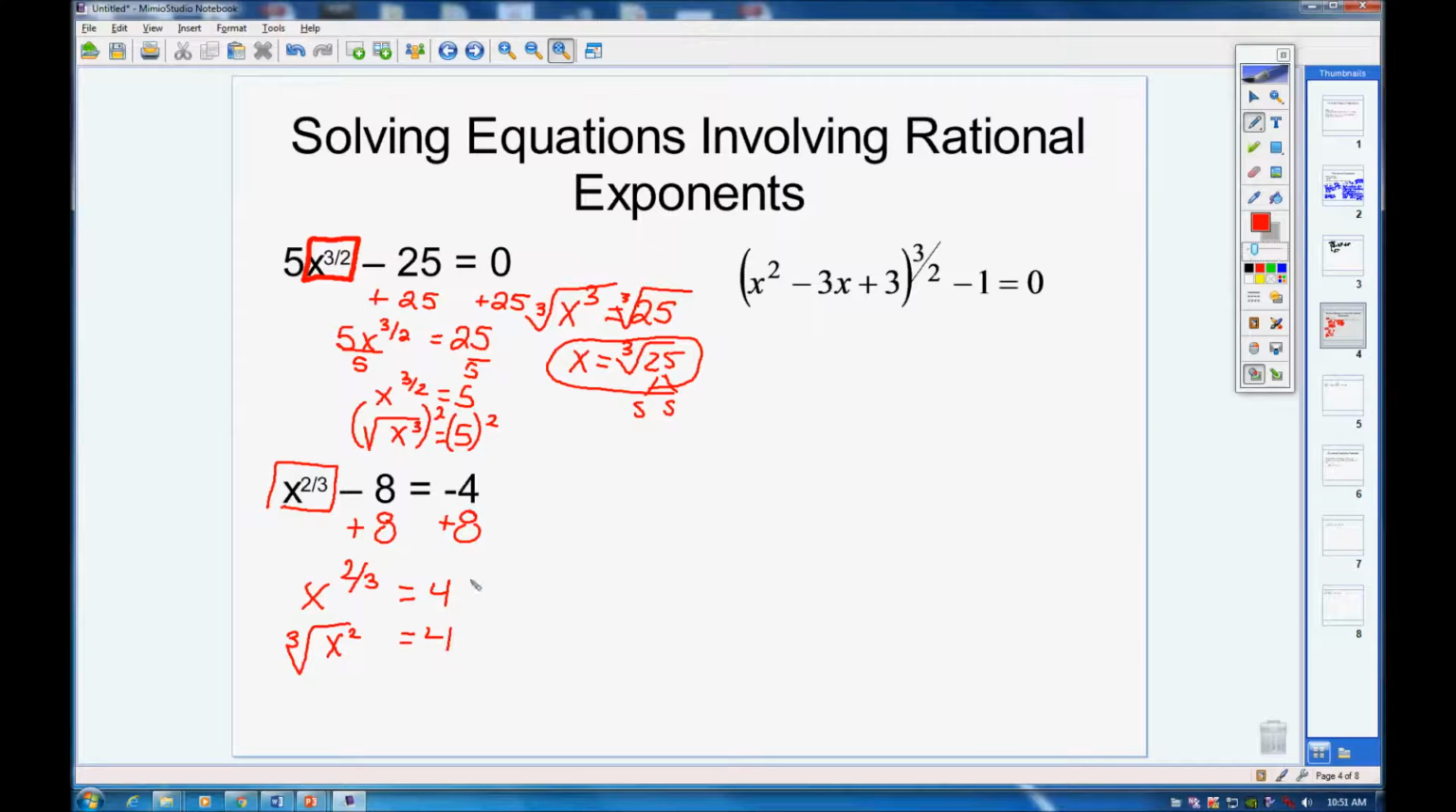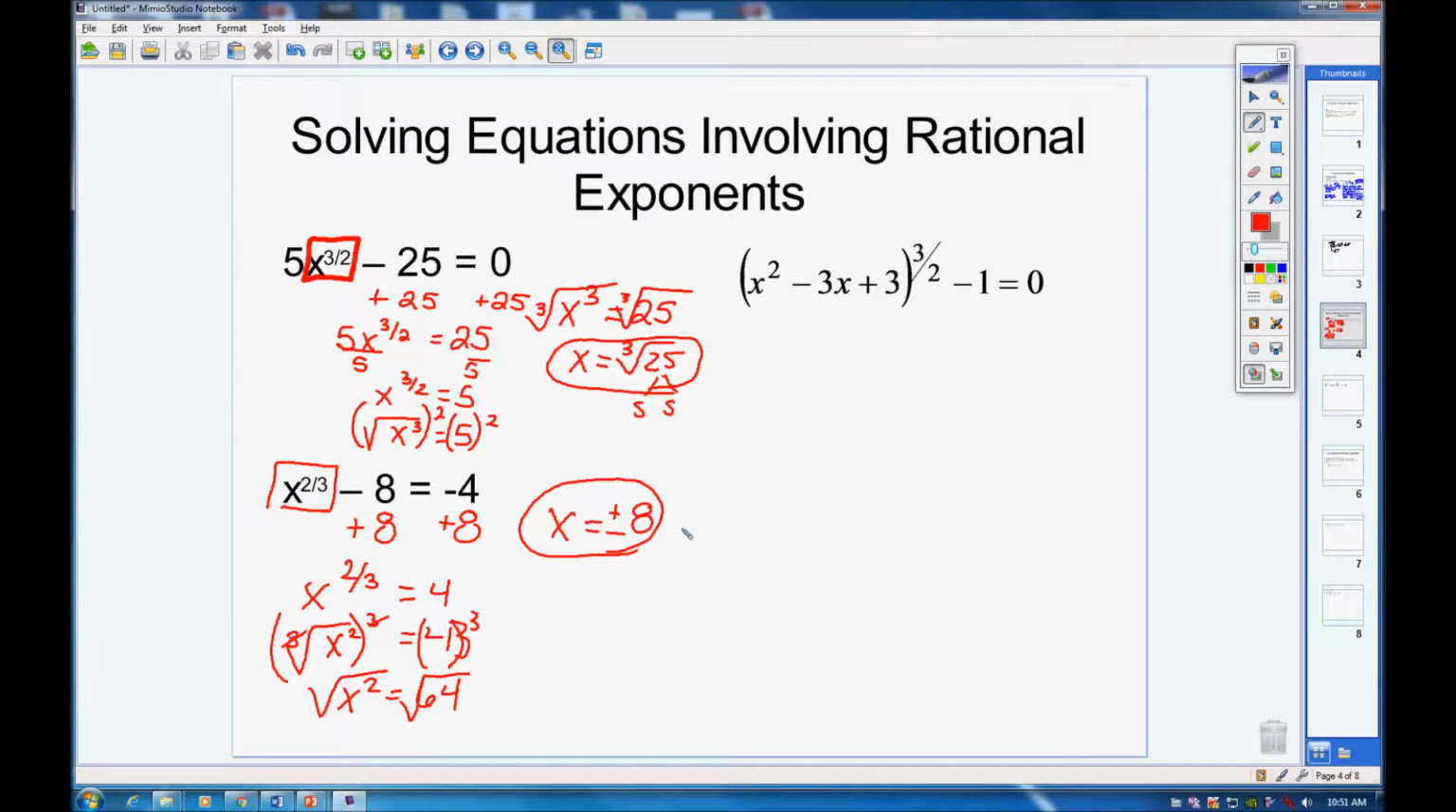First, I'm going to get rid of the root by taking it to the 3rd power. Okay, so the cube root and the cube cancel. So I have x squared equals 4 to the 3rd, which is 64. Now I'm going to square root. Okay. Well, the square root of 64 is 8. Because I did an even root, I have to put a plus or minus in front of my answer.